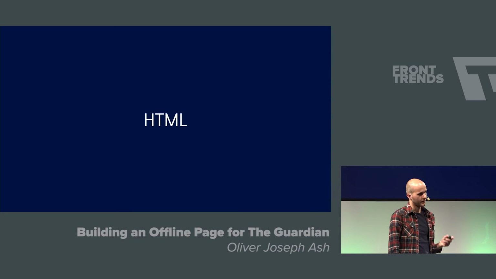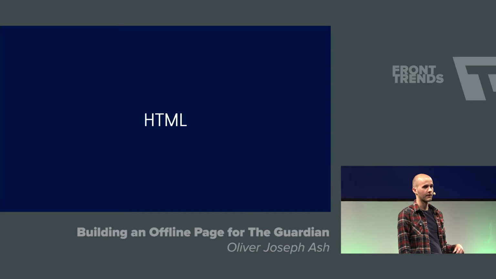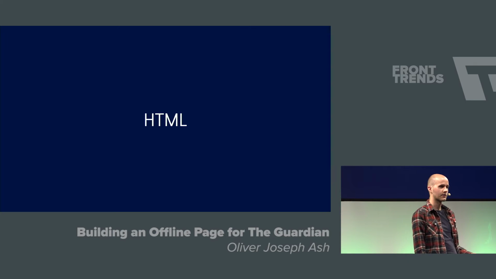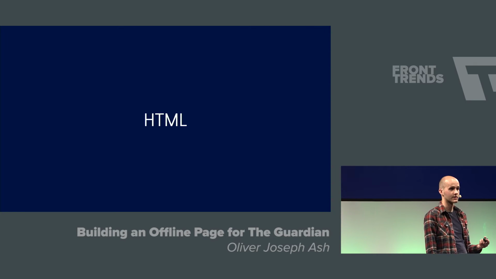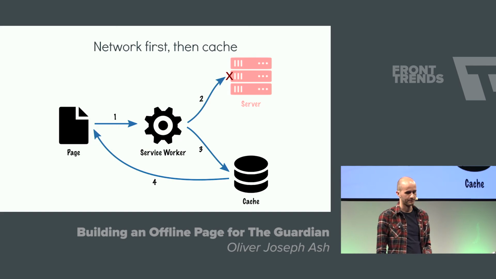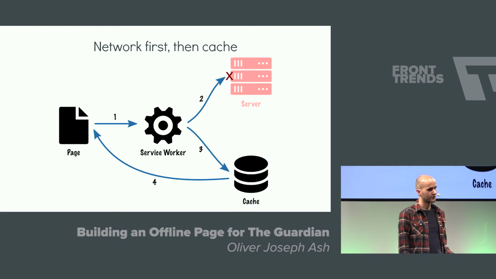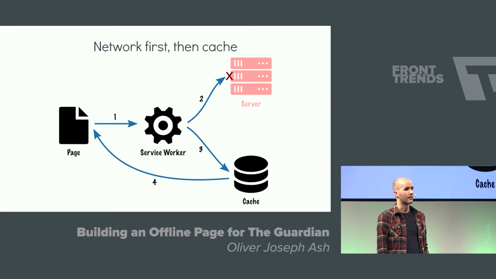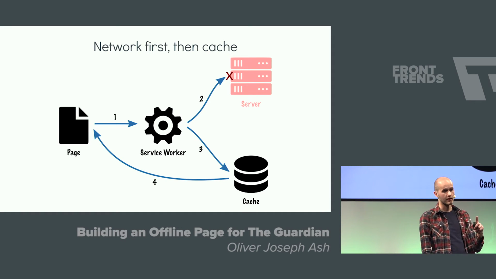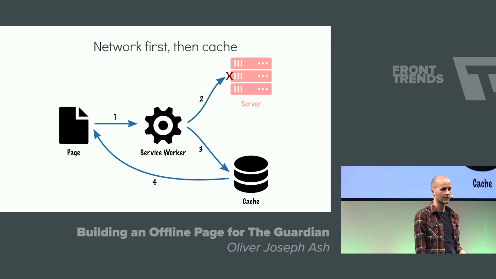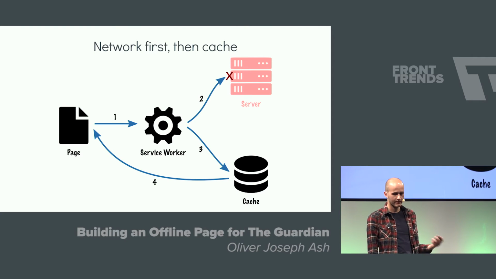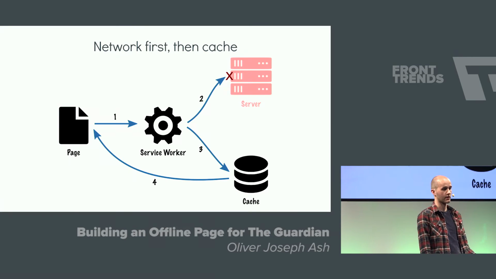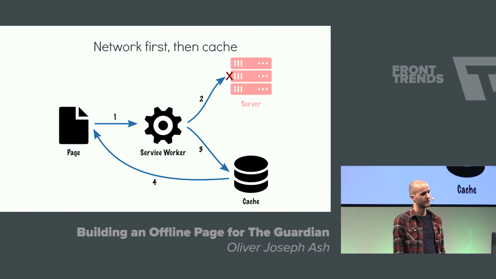So for HTML, when the user makes a request and they're offline, we want to show the offline page. We don't really want to show the offline page if they request an image and they're offline. So for HTML, what we want to do is go to the network first. And if there's an error, then we'll see if there's something in the cache that we can use instead. This pattern is known as network first, then cache.